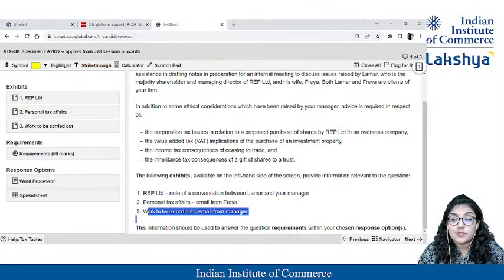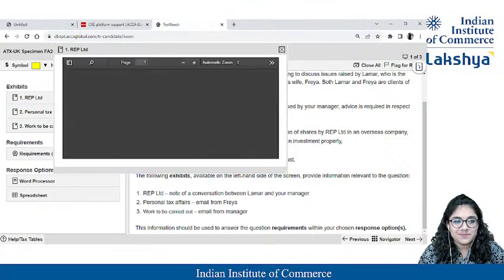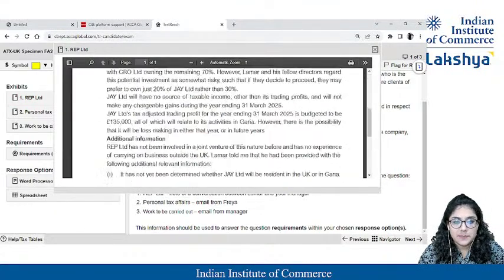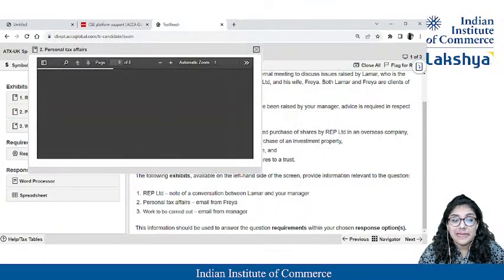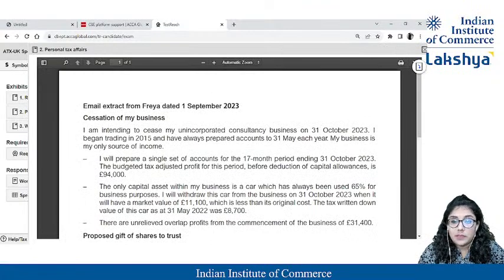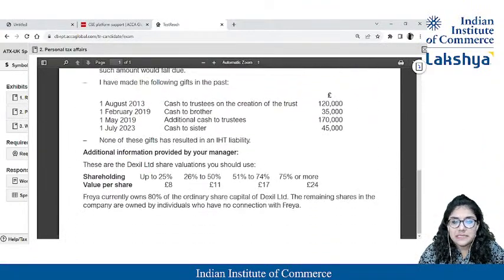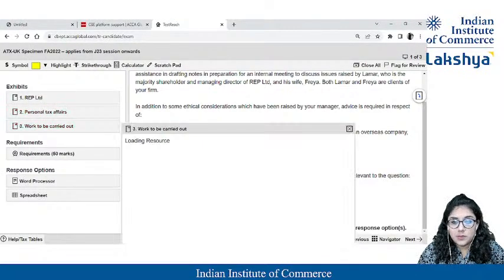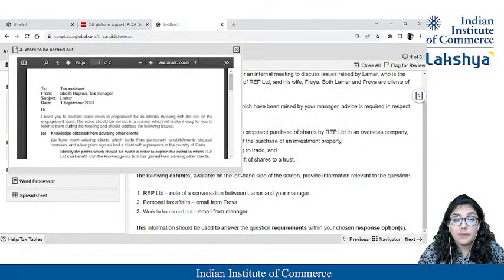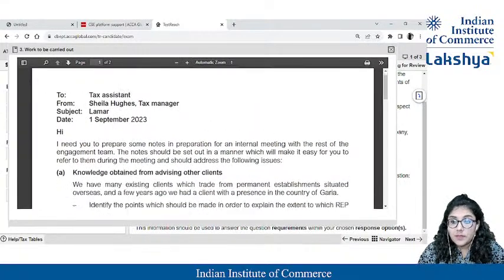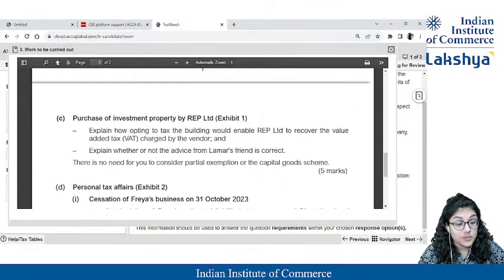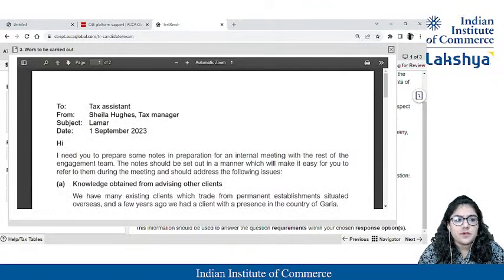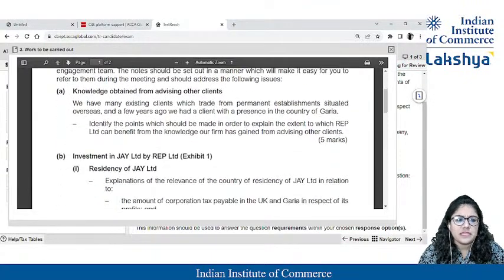Okay, students, I'll just show you once. This is about REP Limited. So what about REP Limited? Everything is printed, so we need to answer accordingly. About the personal tax affairs, they have given details about the one who wants to cease the business, and for that there are some things given. And the last, what we should do: what am I supposed to carry out? Okay, so this is my question. I have to answer so much. Yes, ma'am. So what is my first question? If you check, there is something I need to explain to them.